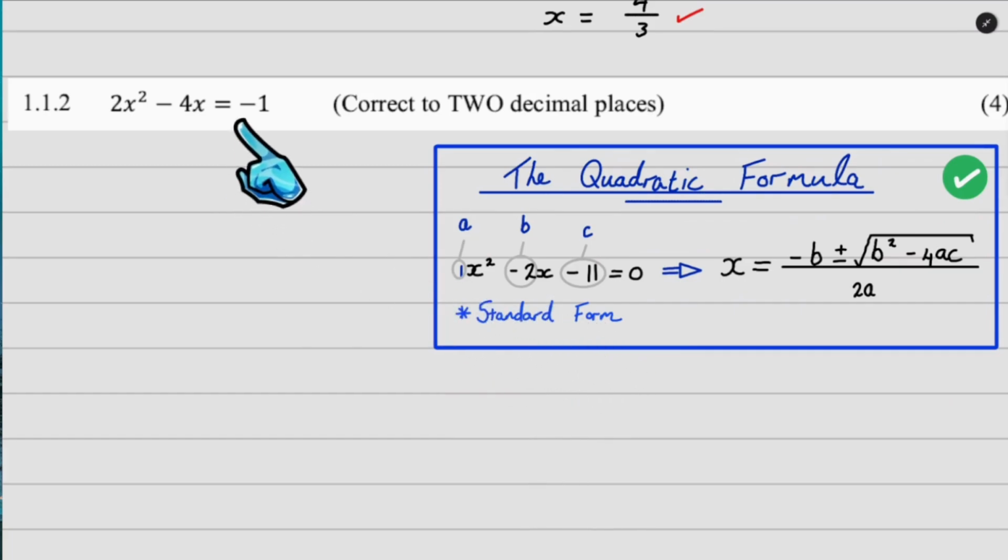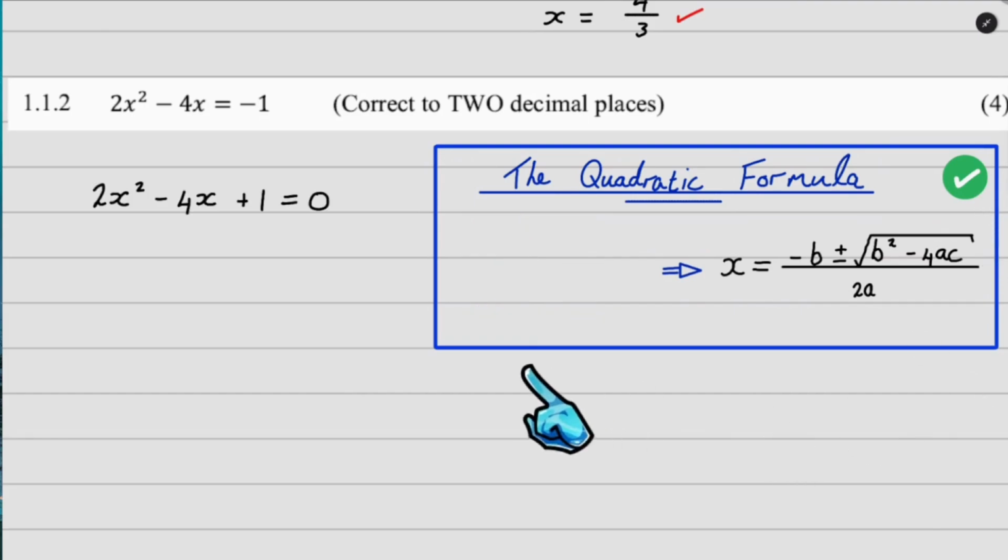So we've got to go get standard form with this thing. To do that, we're just going to move this minus 1 over and it becomes plus 1, and then we can get our a, b, and c values. Okay, after we've done that, here's a, this minus 4 is b, and this 1 is c. I'm going to chuck them into this formula.